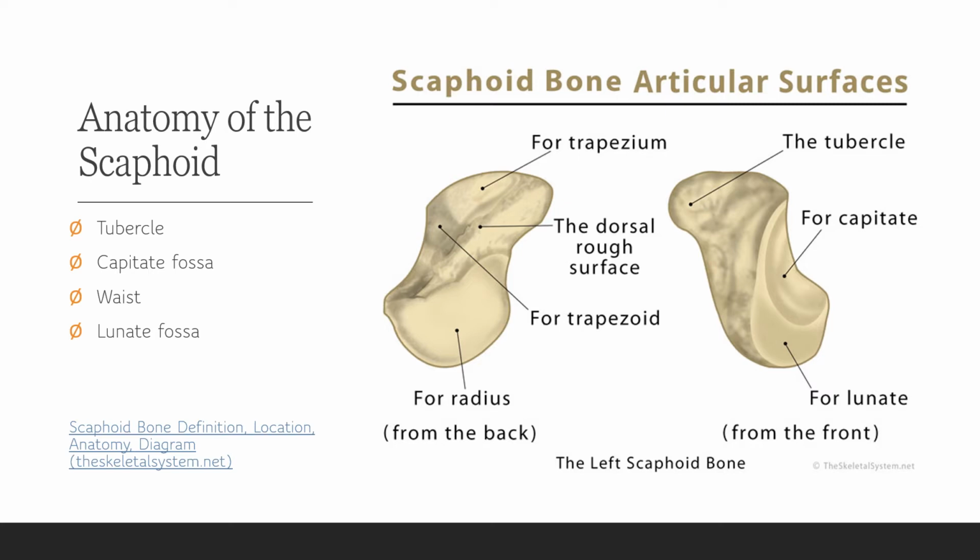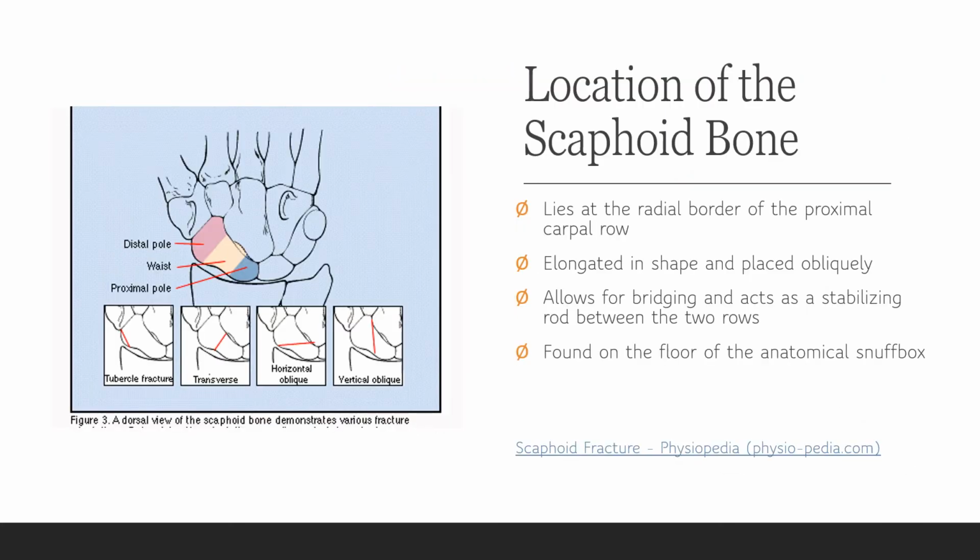The dorsal surface has several attachments for ligaments. The volar surface is attachment for the transverse carpal ligament and the origin of few fibers of the abductor pollicis brevis. The scaphoid bone lies at the radial border of the proximal carpal row. It is elongated in shape and placed obliquely. This allows for bridging and acts as a stabilizing rod between the two carpal rows. It is found on the floor of the anatomical snuff box.